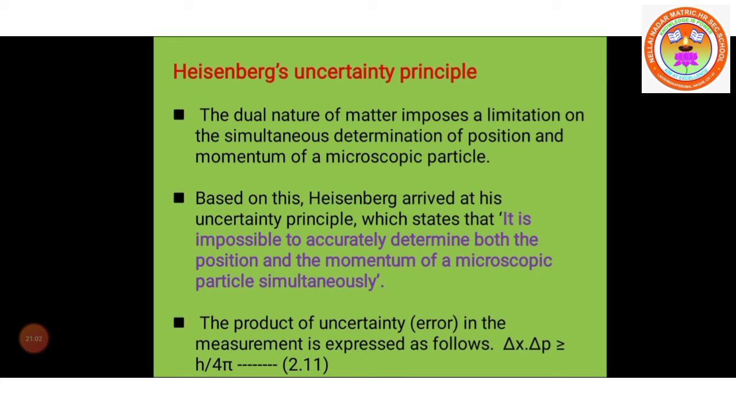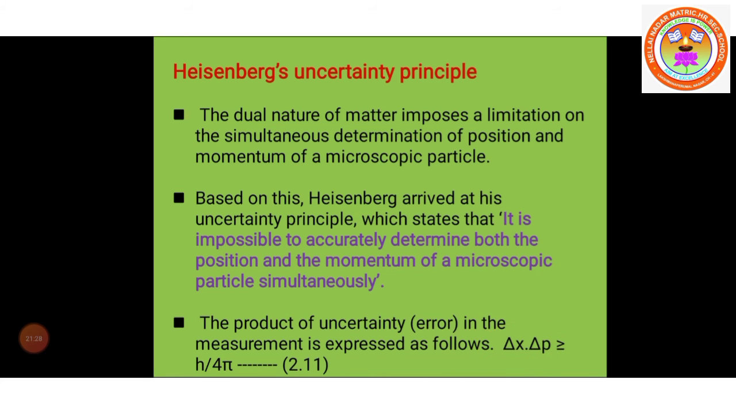Okay students, this is a very important question. So what is the uncertainty principle? Heisenberg uncertainty principle: impossible to accurately determine both position and momentum of the microscopic particle simultaneously. So the product of uncertainty errors in the measurement is expressed as follows. What is the equation? De Broglie equation.